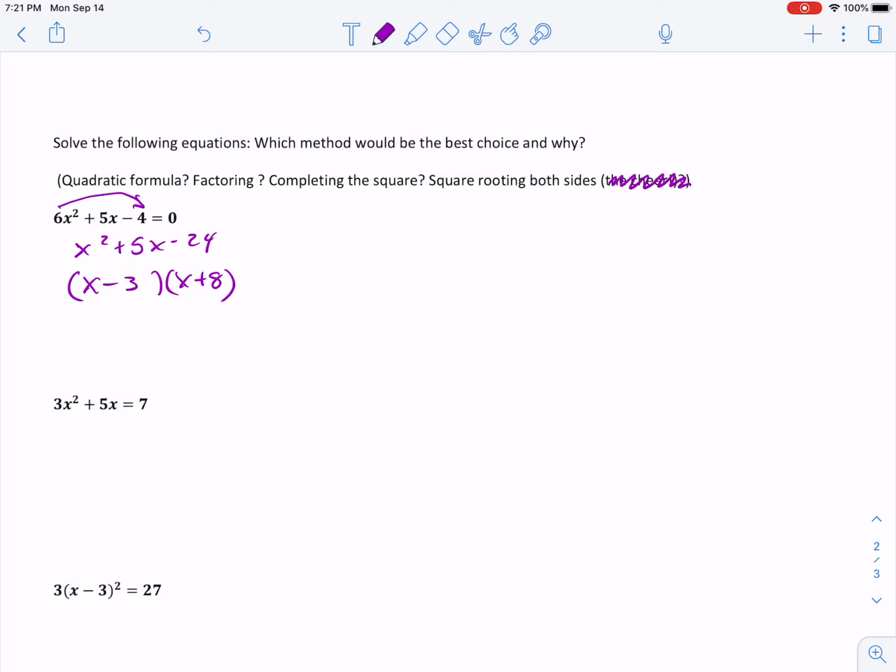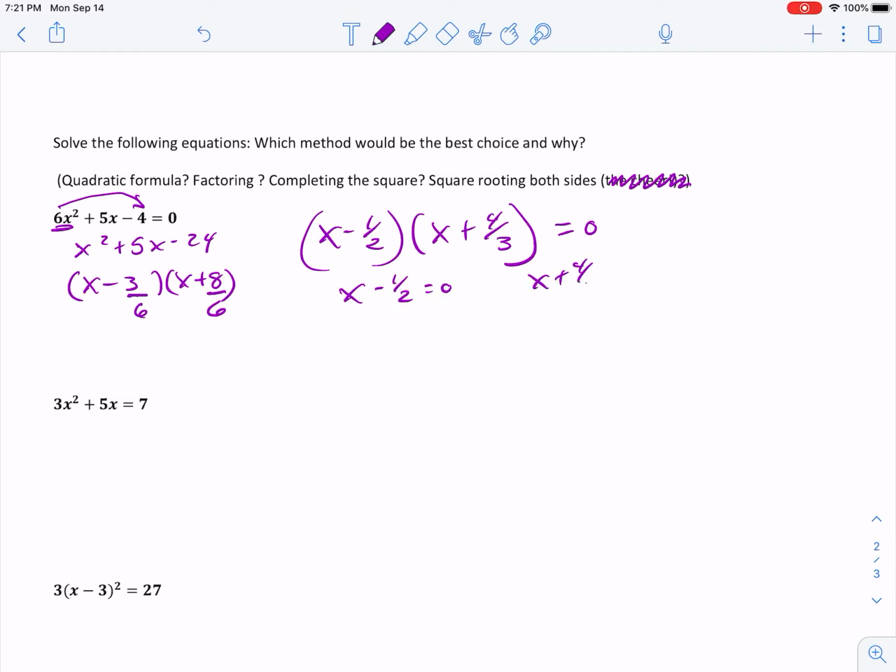The thing to remember is you multiply by 6, come back and divide by 6. That's the step most people forget. Okay, so now you have x minus a half, and you have x plus 4/3. They want you to solve it. You set these both equal to 0, so you have x minus a half equals 0, and x plus 4/3 equals 0. So you end up with x equals a positive 1/2, and x equals negative 4/3.